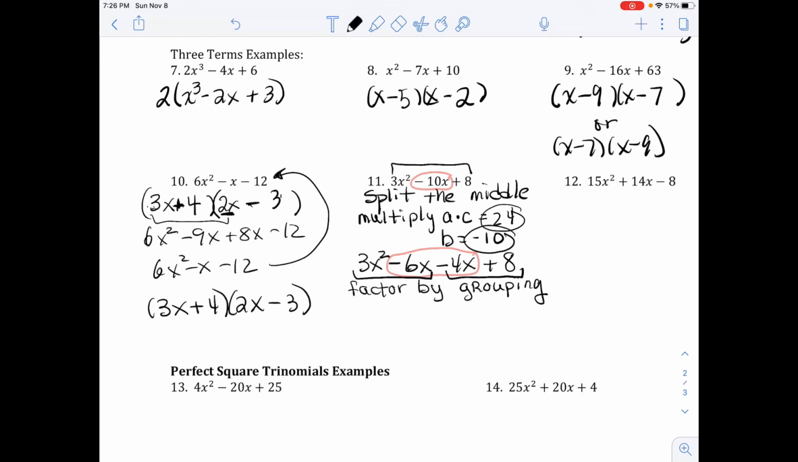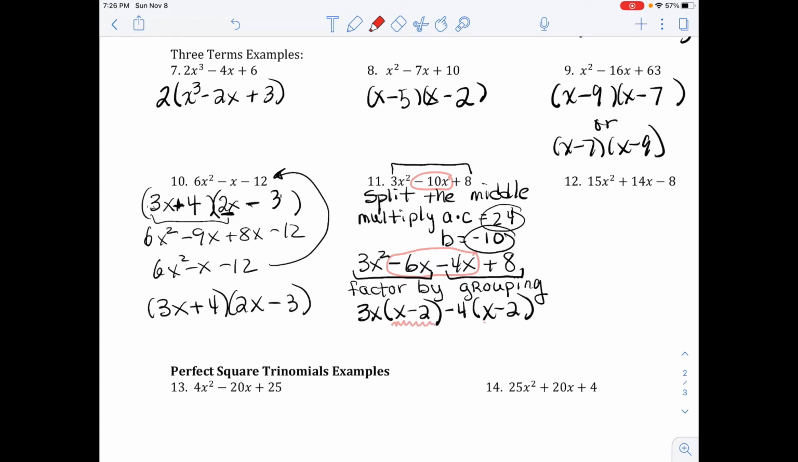We're going to take the first two, GCF, 3x, leaving me with x minus 2. Next two terms, GCF is 4, but we always factor out the negative when we're doing a GCF. So minus 4, x minus 2.